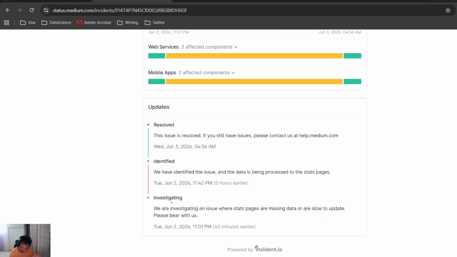So they clearly say at 11:01 p.m. we are investigating an issue where stats page is missing data. Then at 11:42, 5 hours later, they identified the issue, and at 4:56 they resolved the issue. Okay, so there's quite a bit of gap, but the main or the major important point is this one.